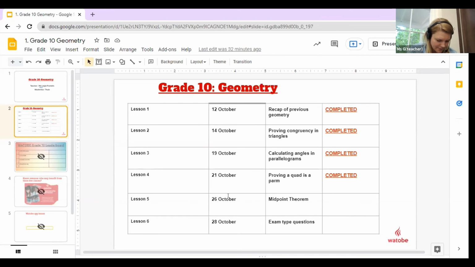Of course, unfortunately, we do not have the leaderboard for this particular subject because we do not have this lesson on the Watobe app, but that's all good. We try to cover as much as we can in the lesson so that you are still covered as far as that is concerned. But we'll be continuing with the leaderboard and the homework after next week, so no need to worry about that. Let me stop sharing now.